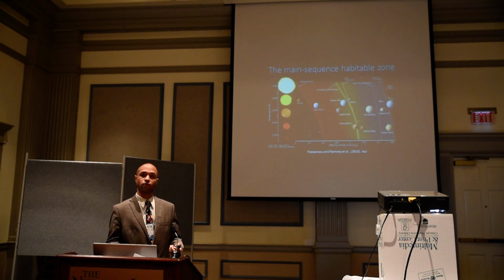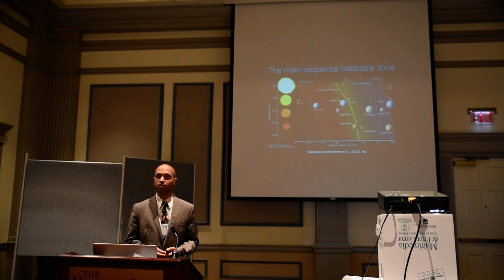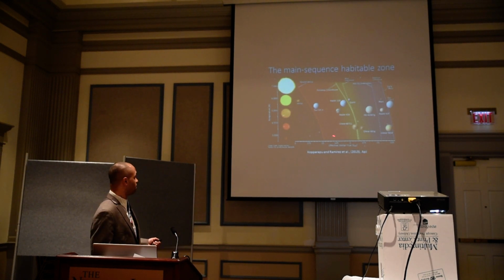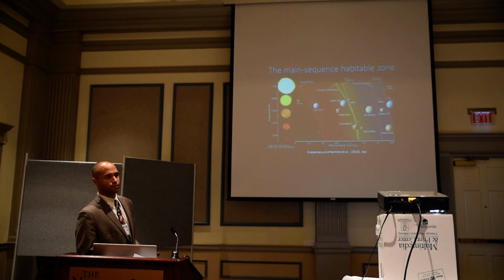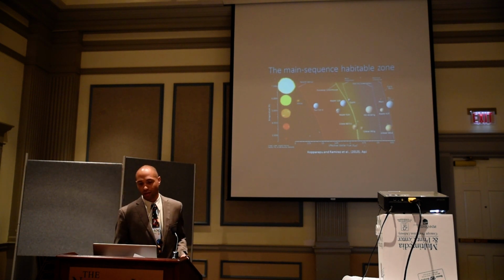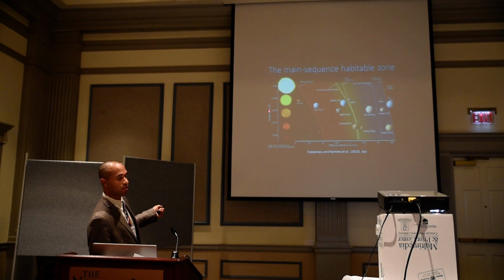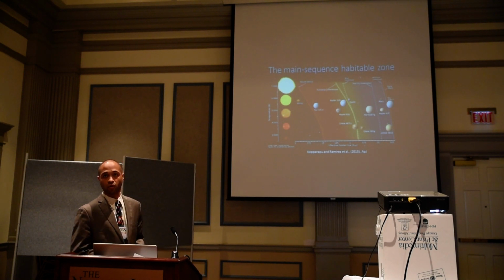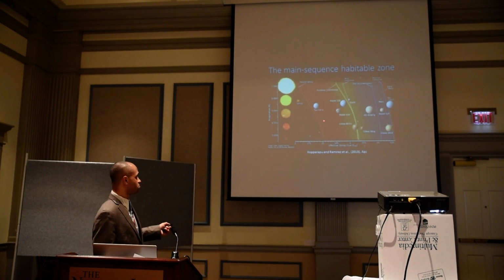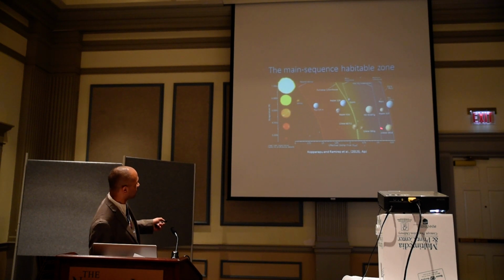Okay, so first, before we talk about the work I've done on the pre-main sequence habitable zone, let me talk about work myself and colleagues have done on the main sequence habitable zone. So basically, this is a plot of stellar effective temperature going up on the y-axis, and the x-axis is the effective solar flux received by planets in the habitable zone.